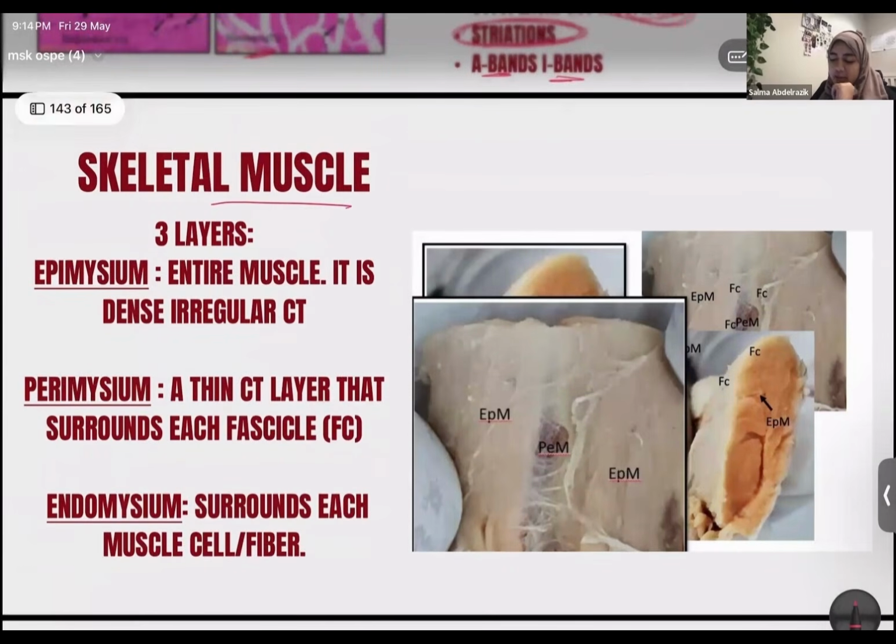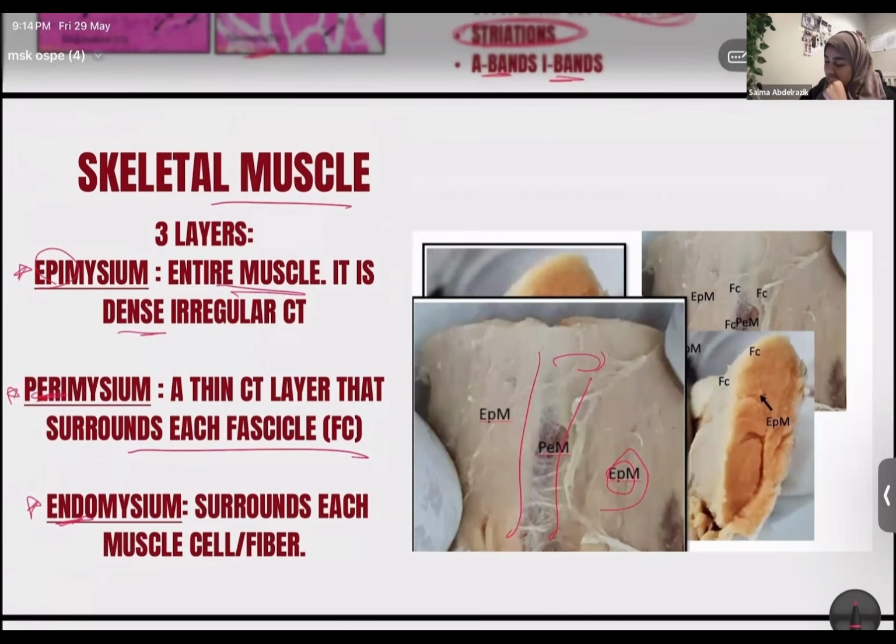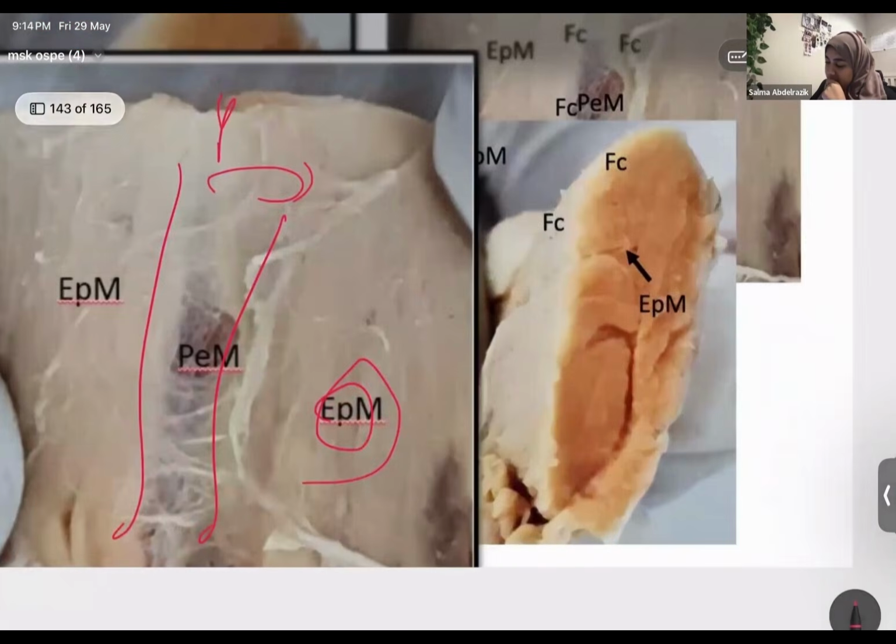In skeletal muscle, we have three layers: epimysium, perimysium, and endomysium. Endo is inside, peri is around each fascicle, and epi is around the entire muscle. It's dense irregular connective tissue. I don't know if they could give you this picture. Honestly, it's like epi and then peri and then another epi because you can't see the endo. And here's the epimysium.